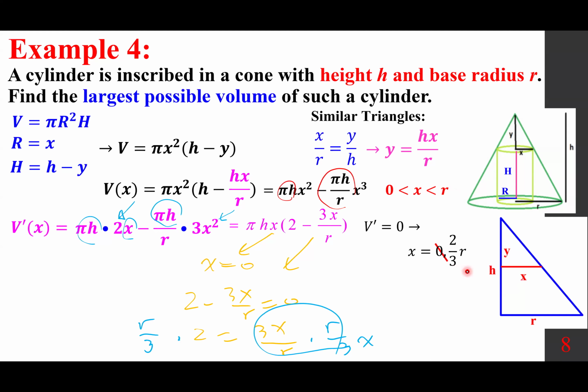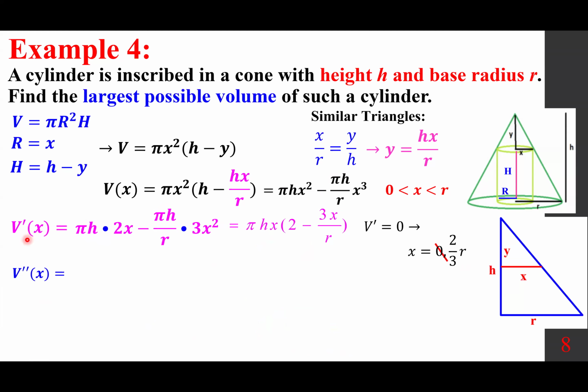So when it is a maximum, it is an absolute maximum. When it's a minimum, it is an absolute minimum. Which one is it? We don't know. We have to figure it out by the first or the second derivative test. And I'm going to go with the second derivative test, v double prime. I'm going to erase my work. So v prime, now v double prime.